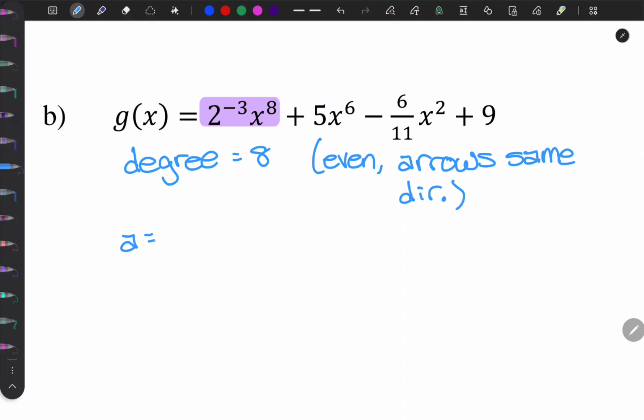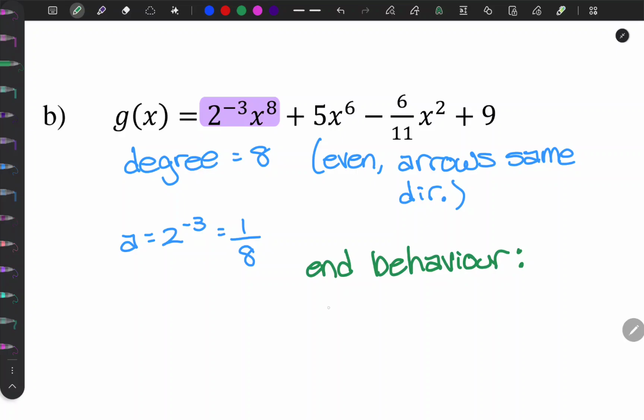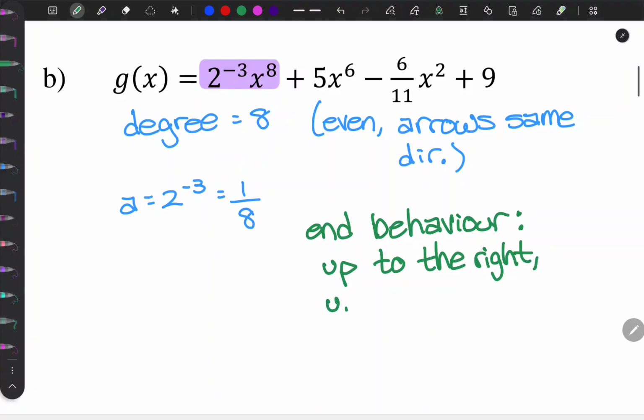Next, we look at our a value. A is equal to 2 to the power of negative 3. Remember that a negative exponent actually just means you can write it as 1 over. This is equivalent to 1 over 8. So that is a positive a value. Positive a value means our graph normally goes up to the right, and that is exactly what will happen for our end behavior here. So end behavior. The graph will be going up to the right. And because it is an even graph and the arrows are in the same direction, it will also be going up to the left.